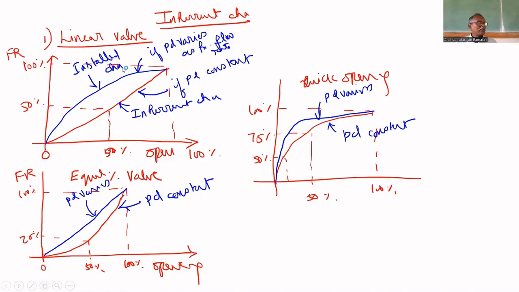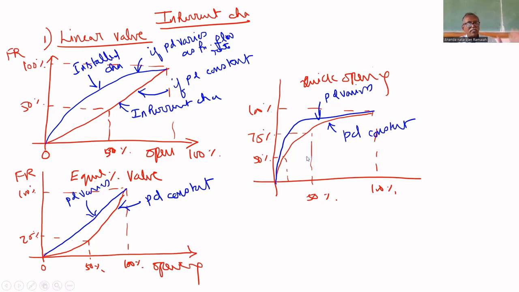It is quick opening. If we take the equal percentage valve, the inherent characteristic is equal percentage and the installed characteristic is linear. For quick opening, the inherent characteristic is quick opening and the installed characteristic is more quick opening. That is the difference.